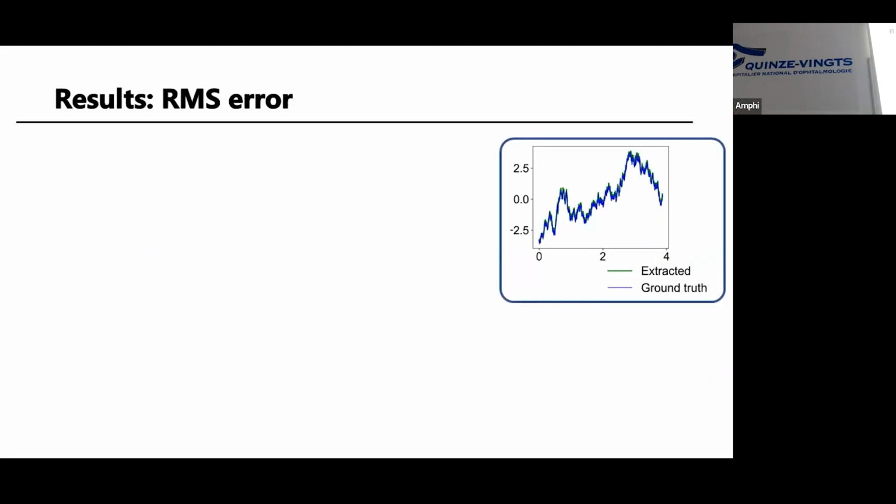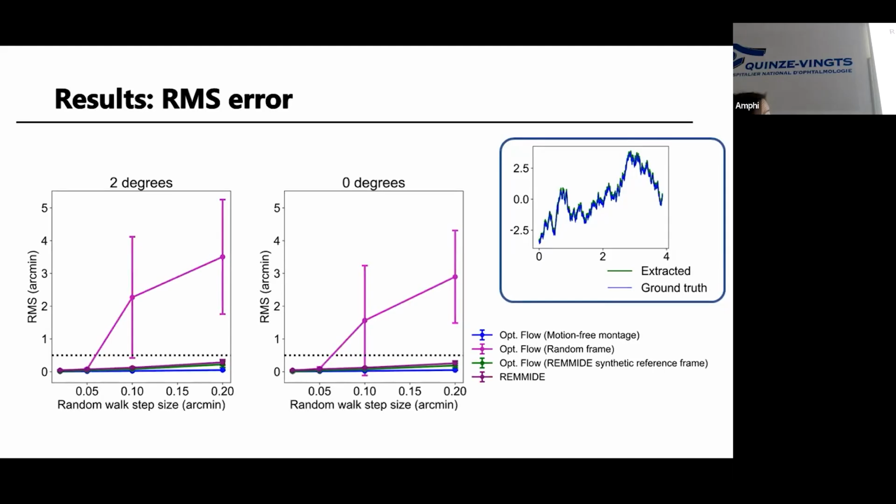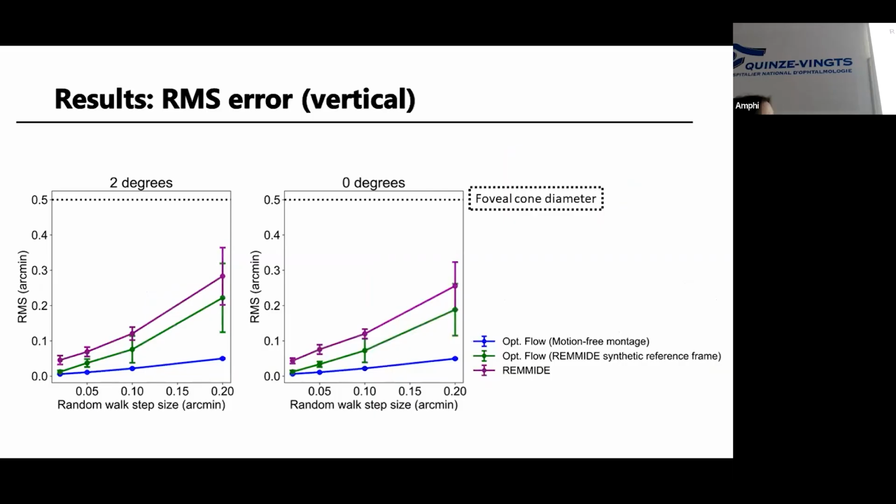Okay, so first the RMS error. So this is just the RMS difference between the ground truth and what's been extracted. And we can see that as we increase the step size, the RMS error starts to increase. And you can see when you select just a single random frame, very quickly the RMS error starts to increase. And that's because the eye movement has walked off that reference frame. So we'll just exclude that one so we can look in more detail at the others.